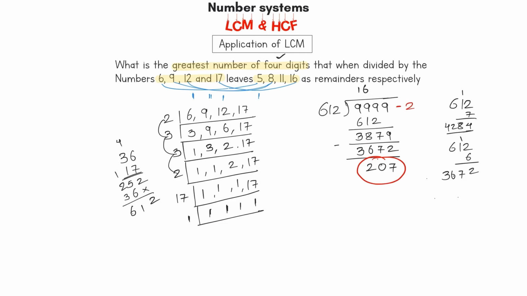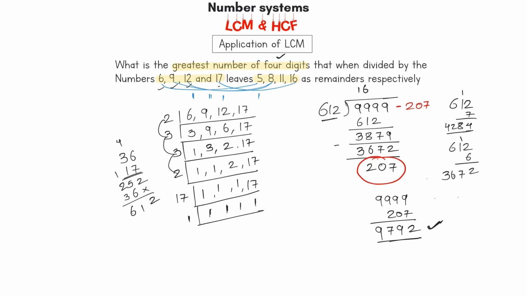Subtract 207 from this, and that number will be exactly divisible by 612. So 9999 minus 207, what will that be? 9 minus 7 is 2, this is 9, 9 minus 2 is 7, 9792. That is what I get here. And that is the largest 4-digit number that is exactly divisible by 612, which means if I divide by 6, 9, 12 and then 17, it will leave a remainder of 0 here.